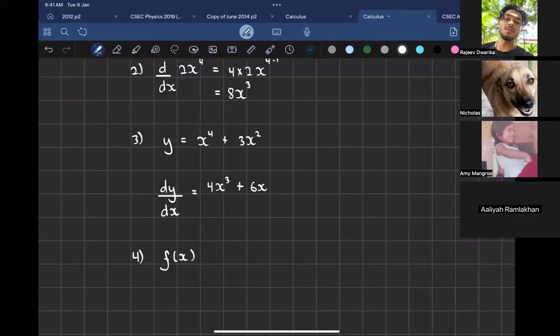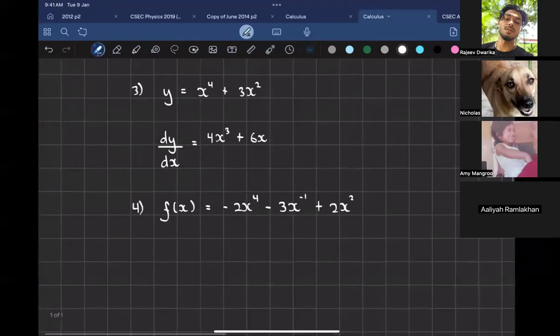Let's see how this would go. So another form they could bring it in is f of x. They could say f of x is equal to minus 2x to the power 4 minus 3x to the power minus 1 plus 2x squared. Things look a little weird, right? Nicholas, tell everybody, what is the notation for the first derivative of f of x?